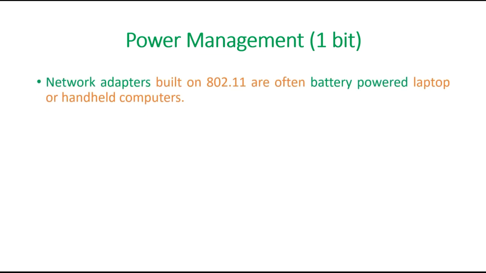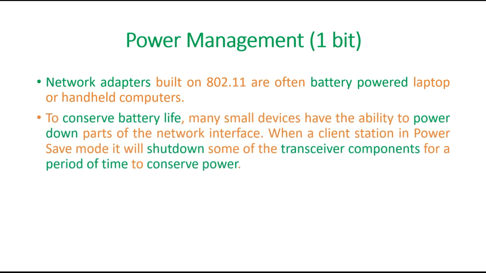Power management. Network adapters built for 802.11 are often battery powered devices, which are used in laptops or handheld computers. In order to conserve battery life, many small devices have the ability to power down parts of the network interface. When a client station is in power save mode, it will shut down some of the transistor components for a period of time to conserve power.